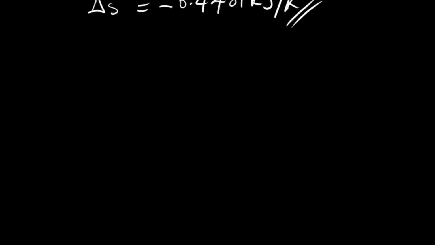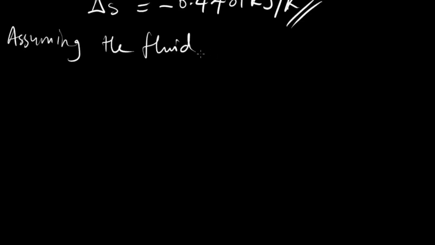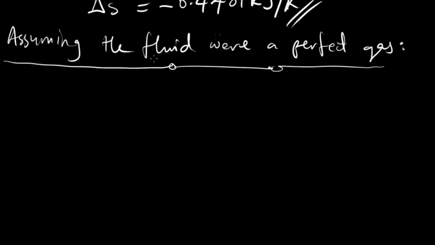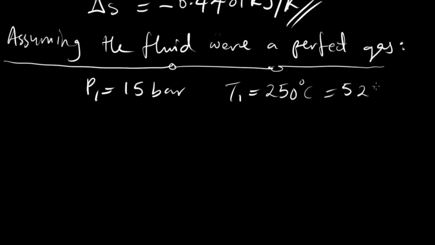So assuming the fluid to be a perfect gas, we have that. Remember that P1 is equal to 15 bar, T1 is equal to what? 250 degrees C, which is equal to 523 Kelvin. Now our index is 1.25.